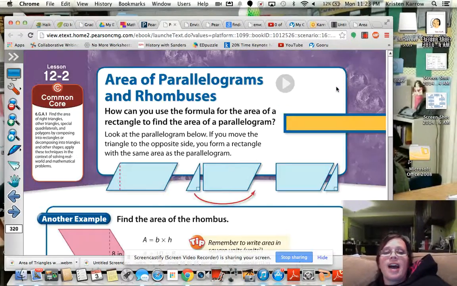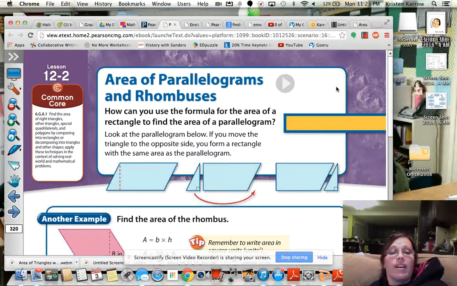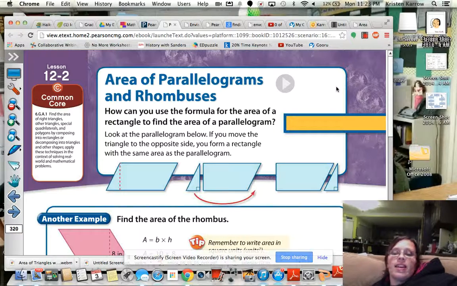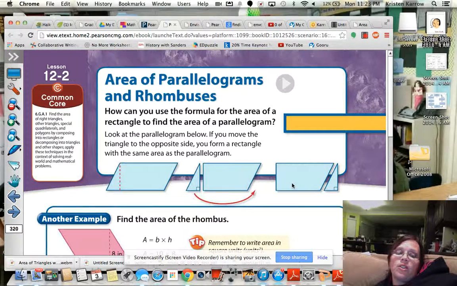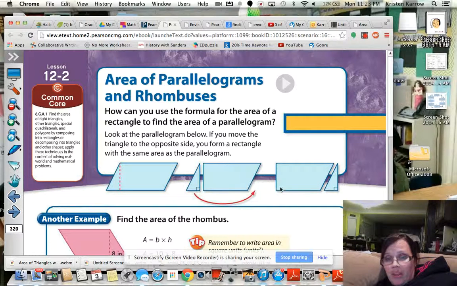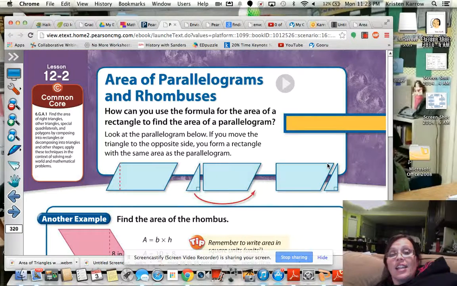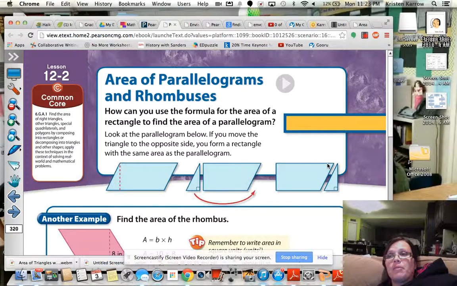Alright, the question is, how can you use the formula for area of a rectangle, which we learned back on Tuesday, to find the area of a parallelogram? And they want you to see here in the visual that a rectangle, which is what we ended up with here at the end, is actually closely related to the parallelogram.